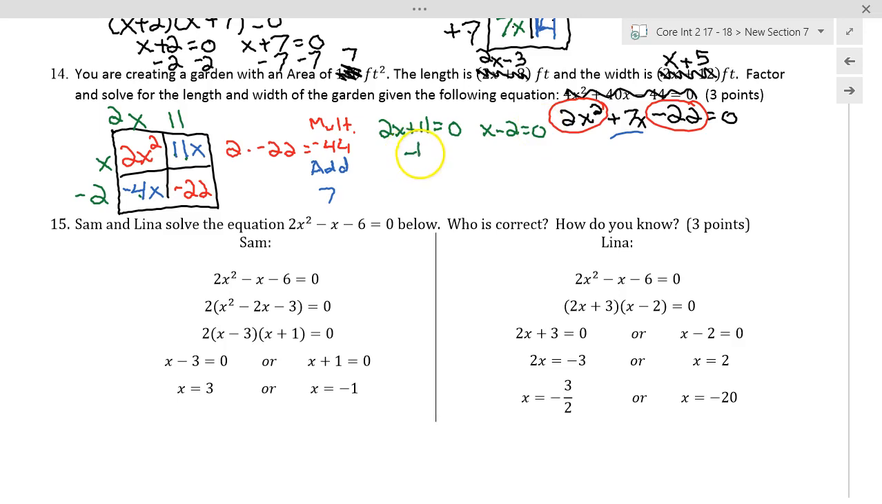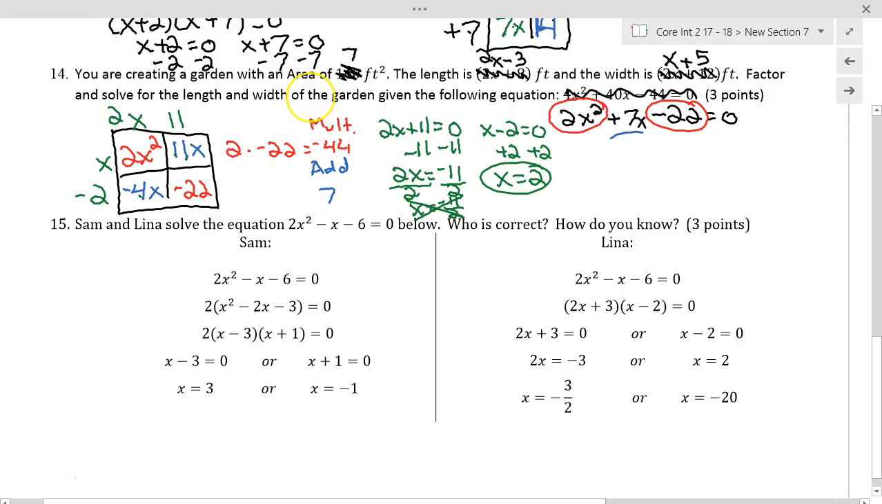So I'm going to subtract 11 from both sides. 2x = -11. I'm going to divide both sides by 2. So x = -11/2. Or here I have x - 2, so x = 2. Again, we know we can't have negative numbers, so we know x will equal 2.